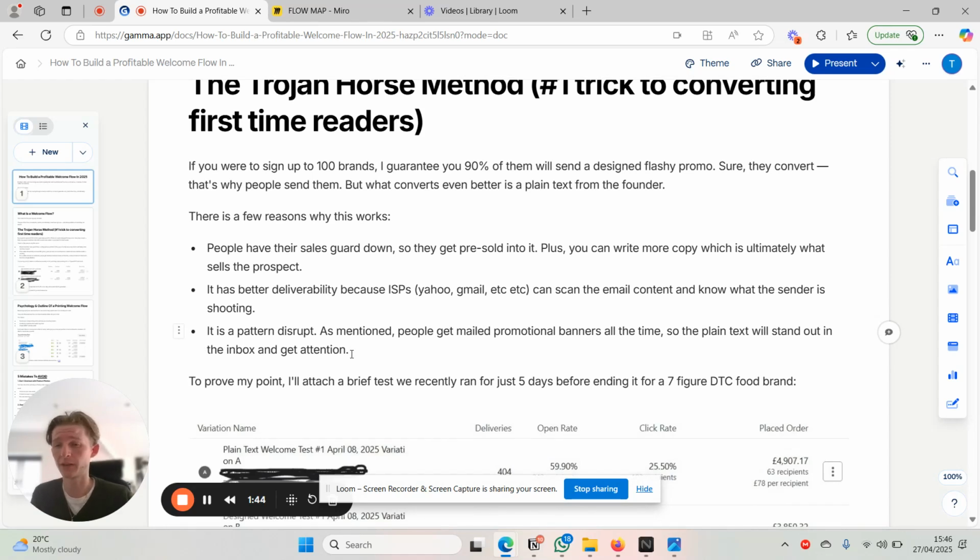It's better for deliverability because ISPs such as Yahoo, Gmail, iCloud can scan your email content and know what you're actually sending to the reader. And it's also a pattern disrupt. As mentioned in the first point, most brands will just send designed emails. So if you send plain text emails, automatically you stand outside of the crowd from everyone else.